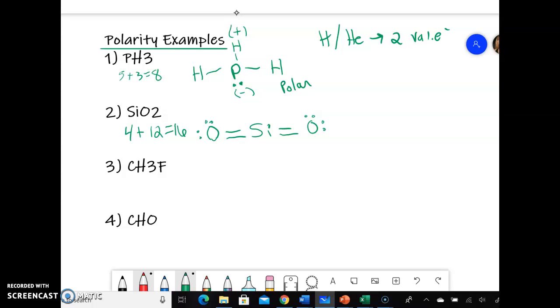It looks like silicon has double bonds on both sides, and the oxygens are the same type of element, so the oxygens are pulling just as hard on either side of the silicon. And so even though the Si to O bond is polar, the entire molecule is nonpolar.